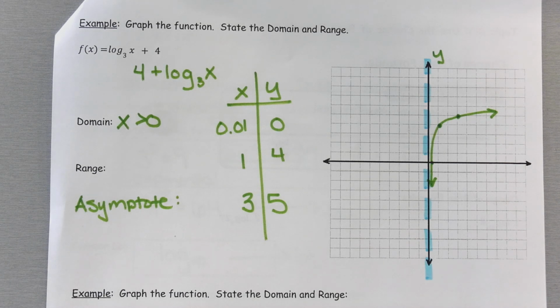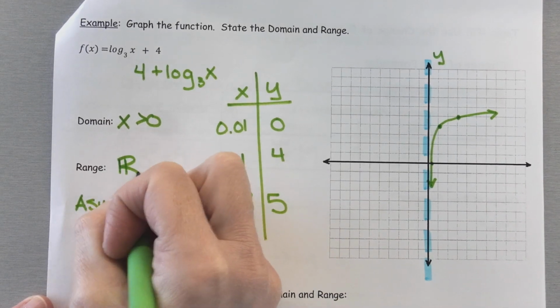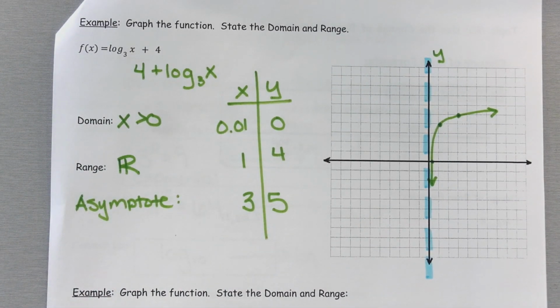This is going to go down forever and ever. So is that going to hit all our negative numbers? Yes. This is going to continue to go up and over. Am I going to hit all my positive numbers? Yes. So the range for these is always all real numbers. So it kind of flip-flops from what we saw with the exponentials because they're inverses of each other.